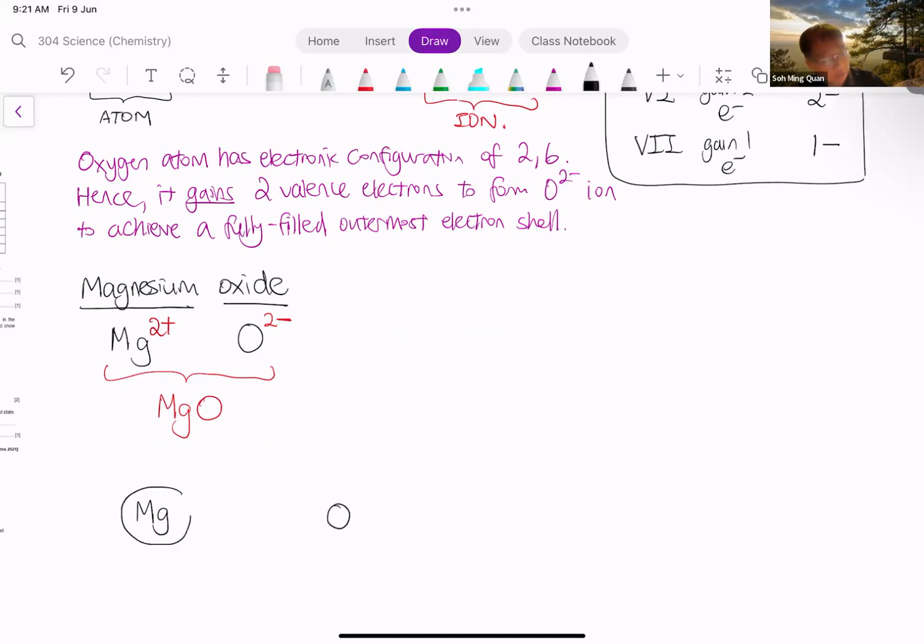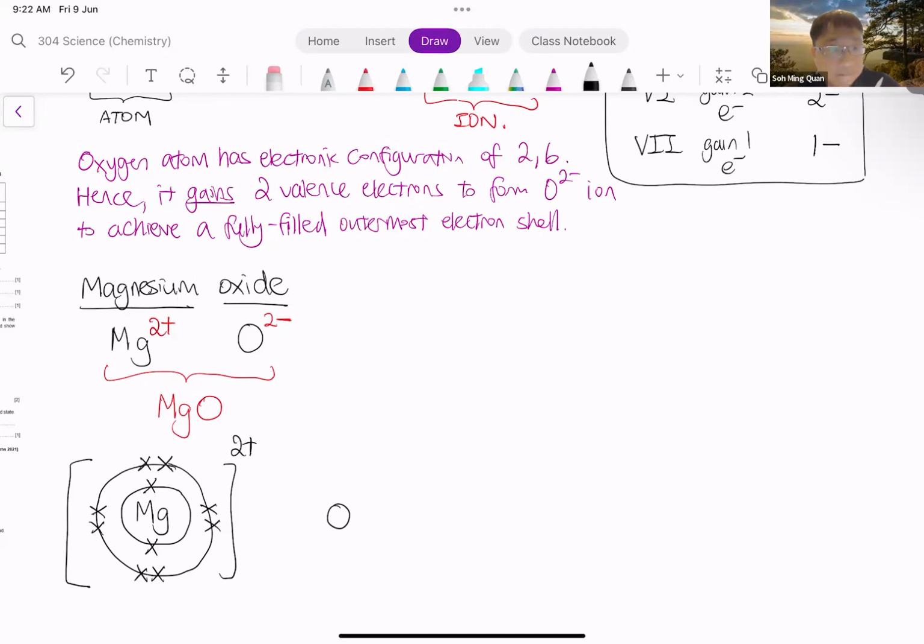Now this is ionic, so I need to think. Magnesium is 2,8,2. But to form 2 plus, it lost 2 valence electrons. So now it's 2,8 with a 2 plus charge. You have to do this working in your head. But if you cannot do the mental working, you can write it out on a rough piece of paper. But in the answer blank, you should not have working.